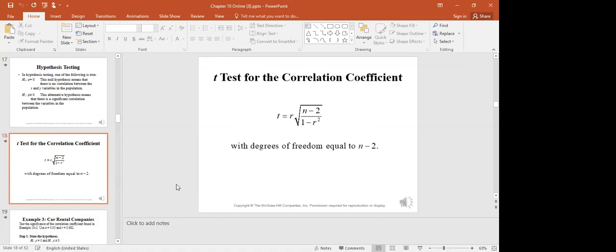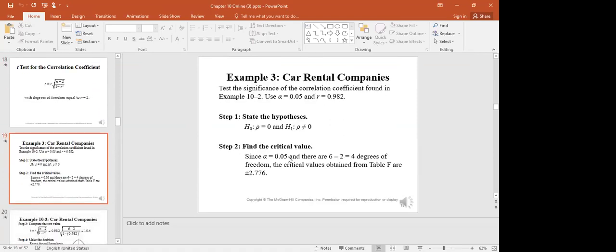The test value for testing the correlation coefficient is t equals r times the square root of n minus 2 over 1 minus r squared. We use the t distribution with the degree of freedom equal to n minus 2. We can always find this from Excel. If you learn how to use Excel, you will get the test value from Excel.